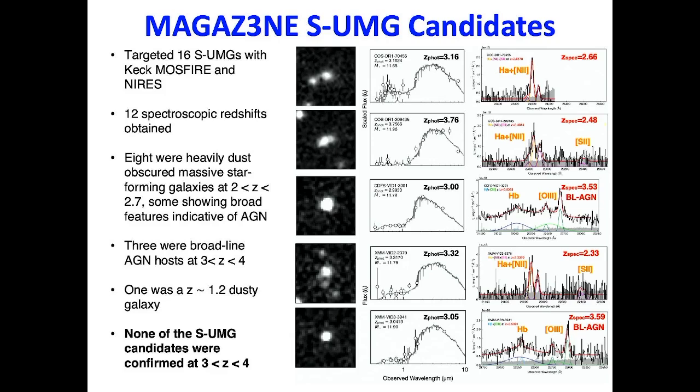So the redshift was correct, but we had broad-line AGN hosts, and when we subtracted the flux due to the AGN, the stellar mass of those targets was not a super ultramassive galaxy. They fell into the range of ultramassive galaxies. One, which I haven't shown here, was a redshift 1.2 dusty galaxy. And so the bottom line was, of that entire sample of 16, none of them actually turned out to be a super ultramassive galaxy at redshift 3 to 4.